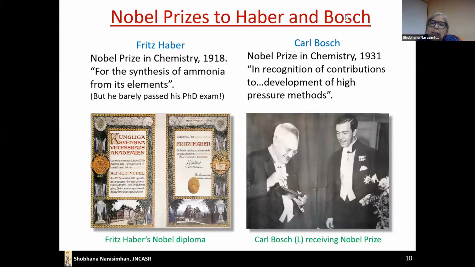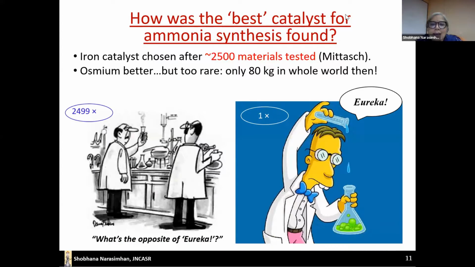How did they decide that they should use an iron catalyst? Actually, Haber himself did not use the iron catalyst. He used, I believe, an osmium catalyst or a ruthenium catalyst. In the factory, they tested about 2,500 different materials. It was done by a group headed by someone called Mittasch.